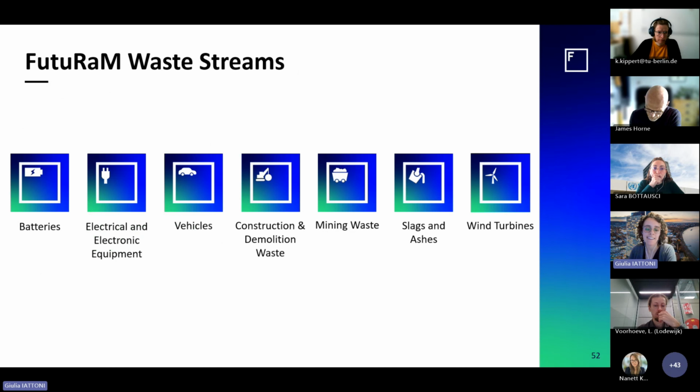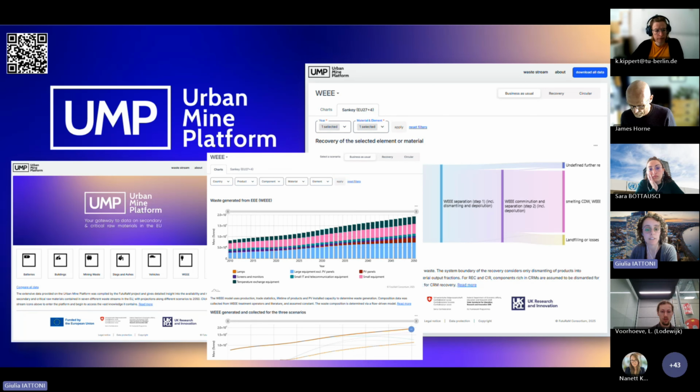Today, one thing that I wanted to highlight: we are focusing on WEEE, but if you're interested in the results for other waste streams covered under the FutuRaM project, which are many, 7 different ones, then you can consult the UrbanMine platform, which is the app where we are publishing the FutuRaM results. This was launched in November, and it is now available for the public.